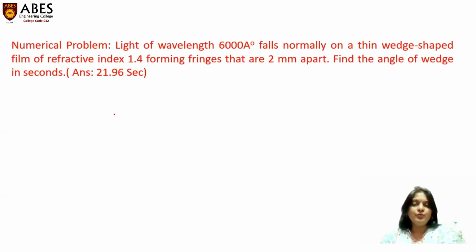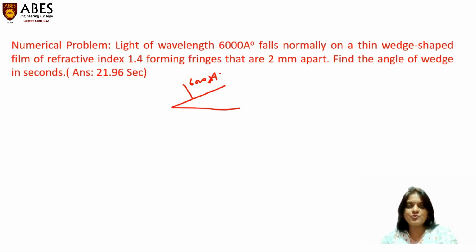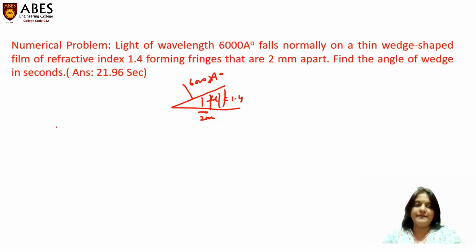So now we will do some numericals. Let light of wavelength 6000 angstrom fall normally on a thin wedge shape film, and mu is 1.4. The fringes are 2 millimeter apart. Find the angle of wedge in seconds.